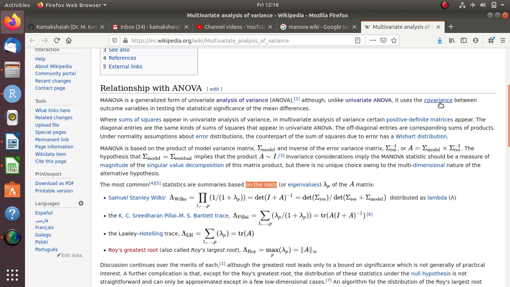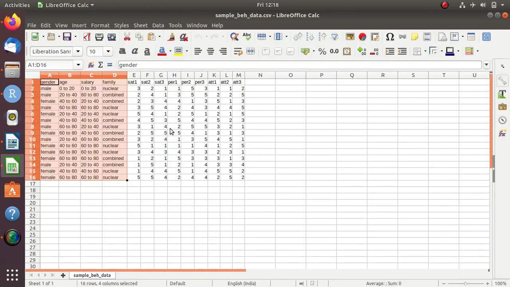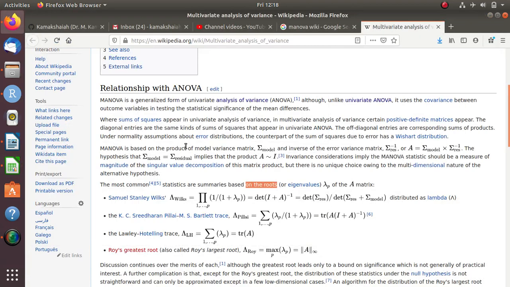I think you see it uses the covariance between outcome variables. Usually sigma refers, most of the time, to the variance-covariance matrix. If it is not the variance-covariance matrix, it should be the covariance matrix. And to find the covariance matrix, you just need a spreadsheet application. It is that easy to find out the covariance matrix.